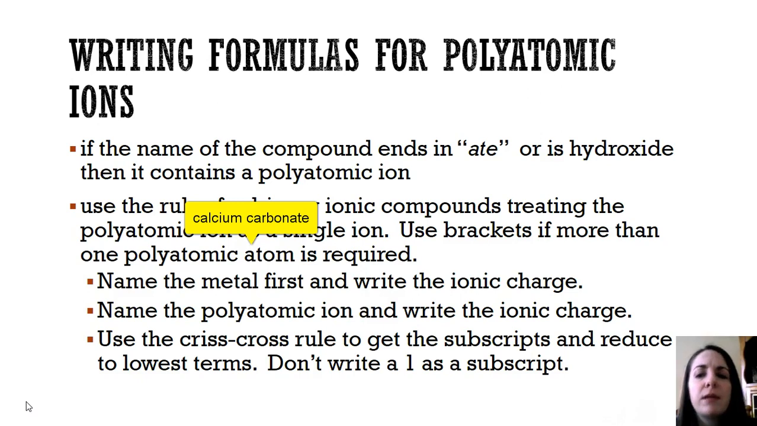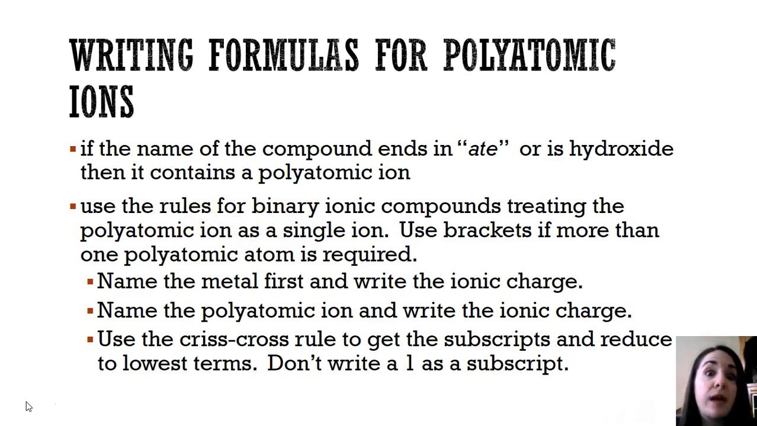Okay, so writing formulas for polyatomic ions is a little more involved than just writing the name, just like it was for our binary ionic compounds. So the way to recognize if a compound contains a polyatomic ion is if it ends in ate, ATE, or if we see hydroxide. Then we know that it contains a polyatomic ion.